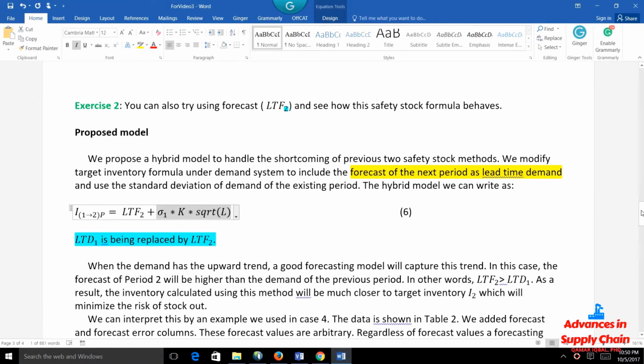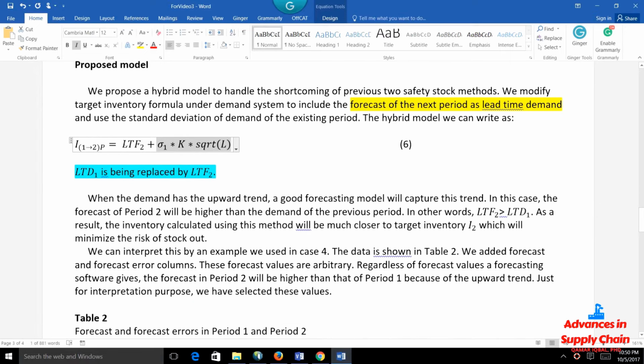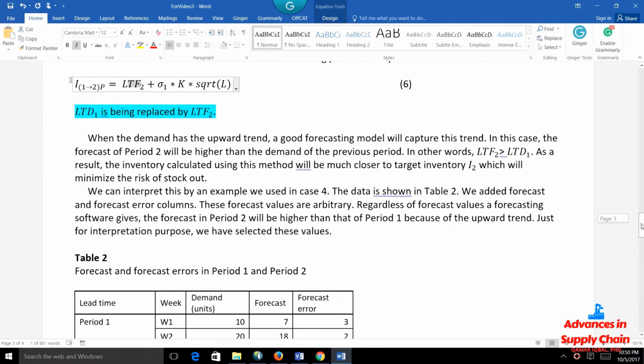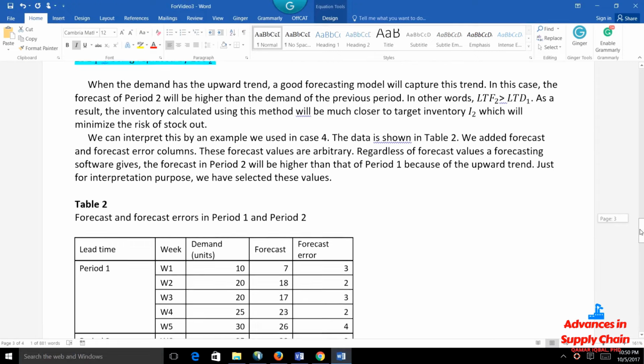Okay, so we assume that you have a forecast software and you can calculate the forecast for the next period. When you have the forecast software, you can also know the trend, right? So forecast software can let you know if the trend is up or trend is down. Hoping that you know how to use the forecast software. In that case, LTD F2, if there is an uptrend, will be higher than LTD 1, right? Because you have an uptrend, and the formula will capture that. So let's move on further and solve an example.